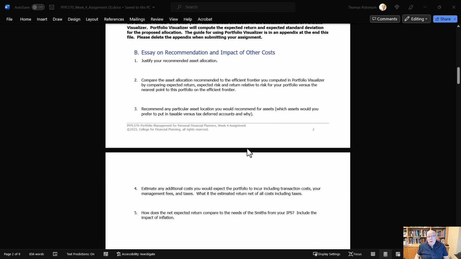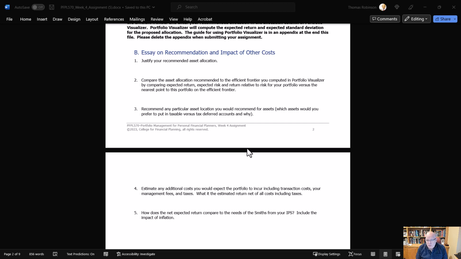In Section 3 of Part B, you're then going to go through and say, okay, just in general, for each of the asset classes that you've chosen to include in their asset allocation, which ones would you put in taxable accounts versus tax-deferred accounts? Right now you can assume that you have a blank slate. Next week we're going to look at how you're going to invest each of those asset classes.